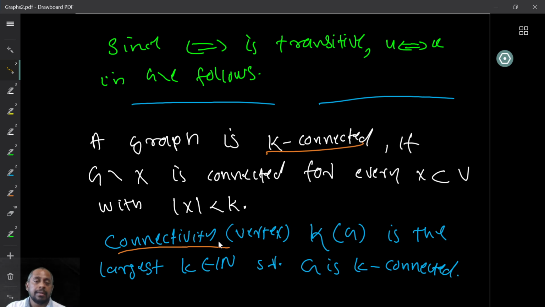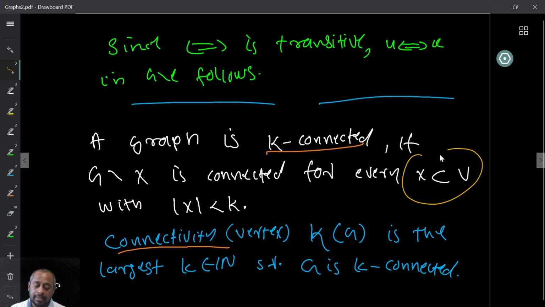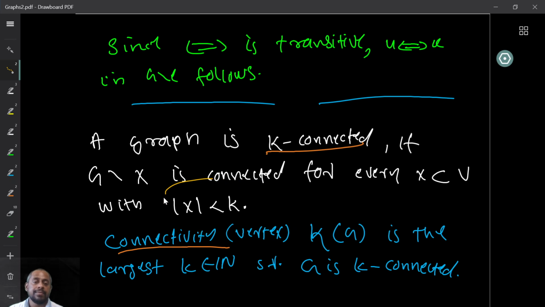Now, another very important notion related to what we are looking at is that of k-connected. A graph is said to be k-connected if G minus X, where X is some vertex set, is connected for every subset of V whose cardinality is strictly less than k. Or in other words, a graph is k-connected if by removing fewer than k vertices, the graph cannot be disconnected.